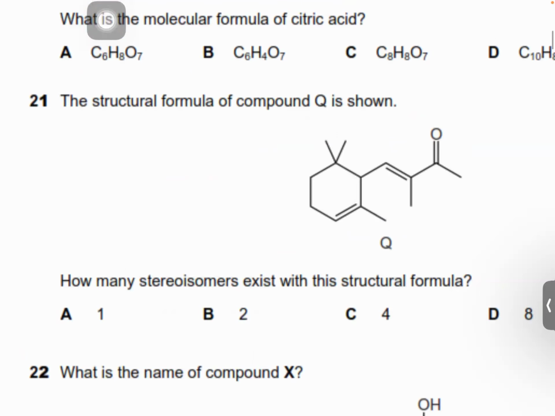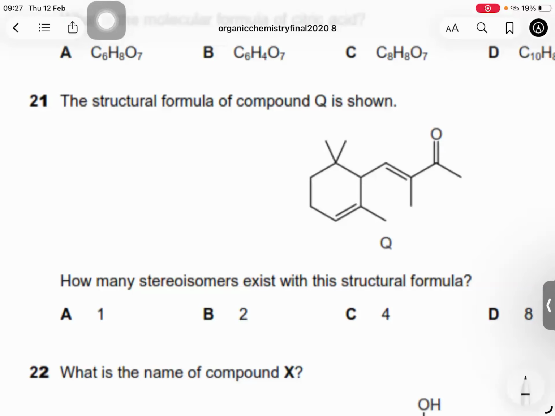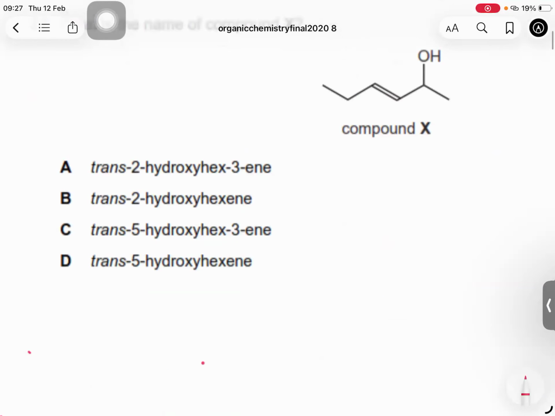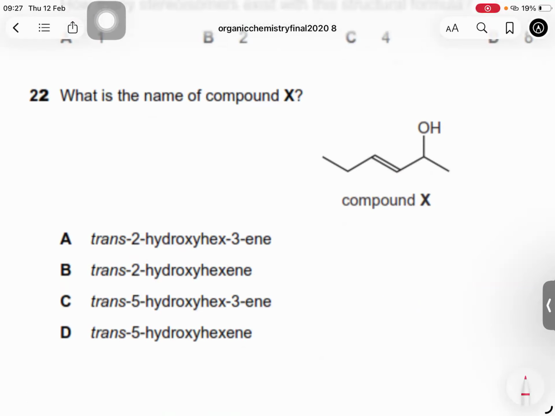Look at question number 22, please. This is a compound X. What is the name of this compound? This is another sheet. Question 22, please. Can anyone name the compound in question 22?